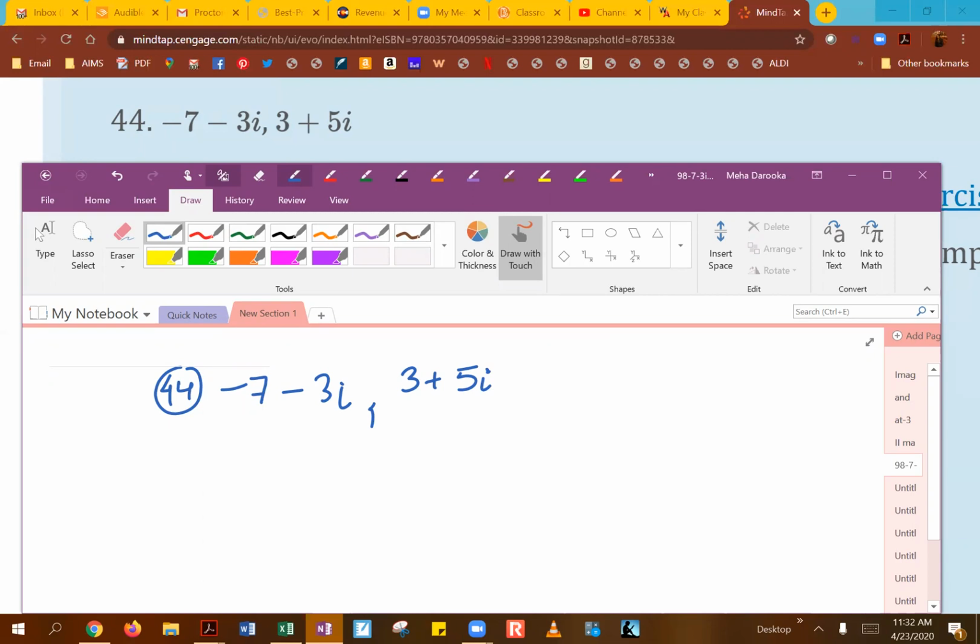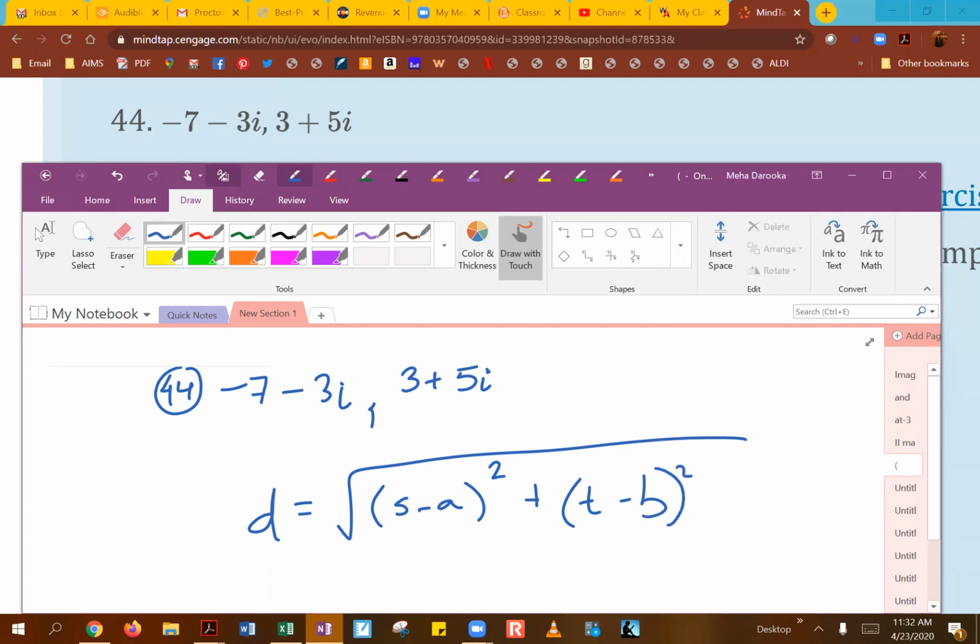So what's our distance formula here? The distance formula for the complex plane is the square root of (s minus a) squared plus (t minus b) squared. Yeah, very good. So basically you take the difference between the real parts and take the difference between the imaginary parts. So yes, (s minus a) squared plus (t minus b) squared inside our square root.